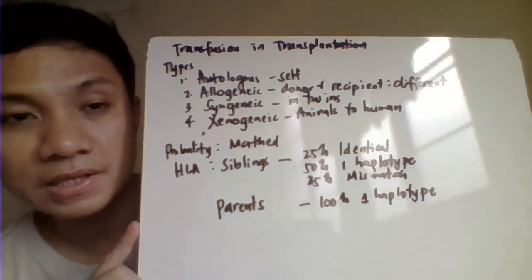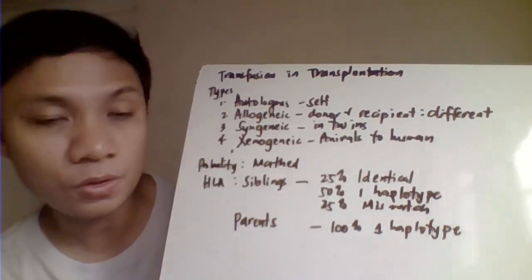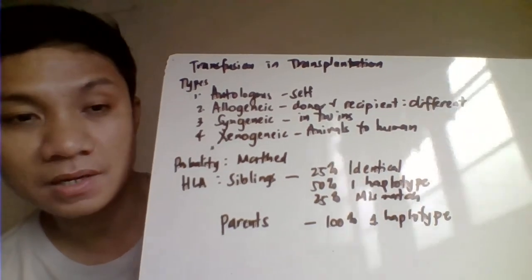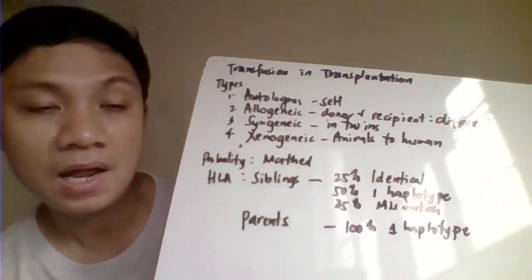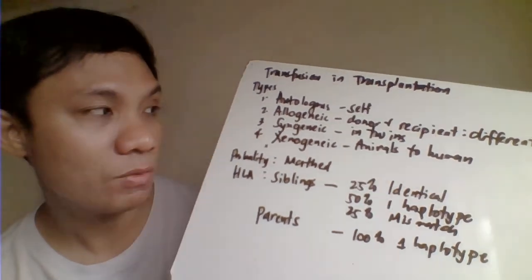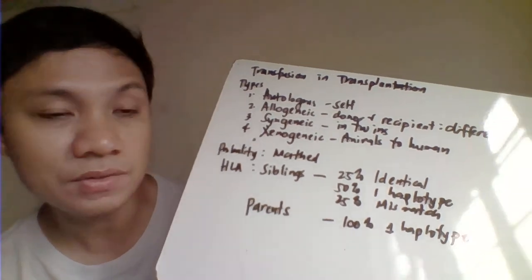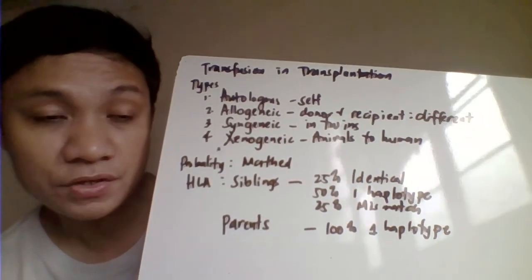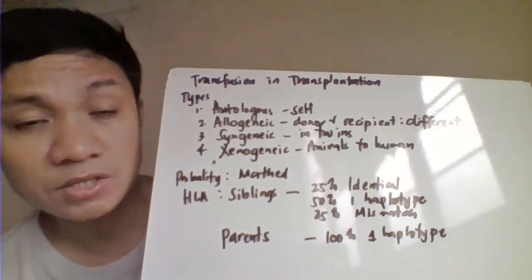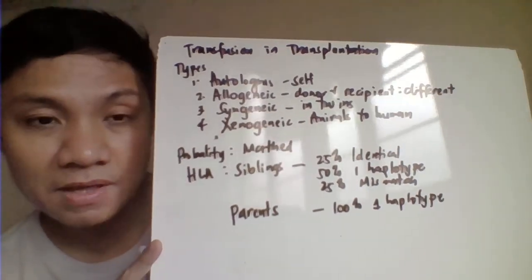Okay, now we go to transfusion in transplantation. We have different types of transplantation. Autologous, where the donor and recipient are the same individual. Allogenic, where the donor and recipient are two different individuals. Syngeneic would be among twins. And xenogeneic would be transfusion of a unit of blood or transplantation of tissue coming from animals to humans.